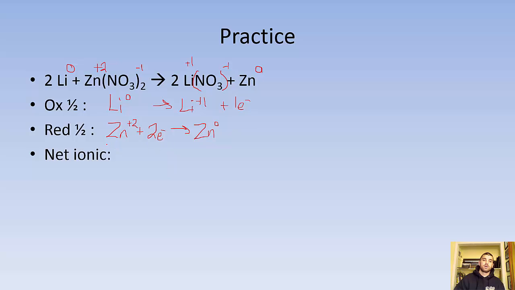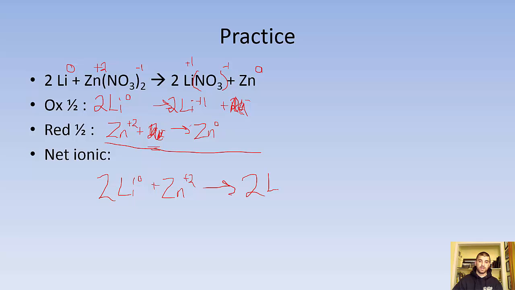Now how do I get these to combine so that the electrons cancel out? If I'm gaining 2 electrons, I have to lose 2 electrons. So I must double this top reaction. I need 2 Li 0 giving me 2 Li plus 1 and 2 electrons. Now the electrons are going to cancel each other out. We have 2 on the left, 2 on the right, and I add them all up. So I get 2 Li 0 plus a zinc plus 2 ion becoming 2 Li plus 1 and 1 zinc 0. So let me check.